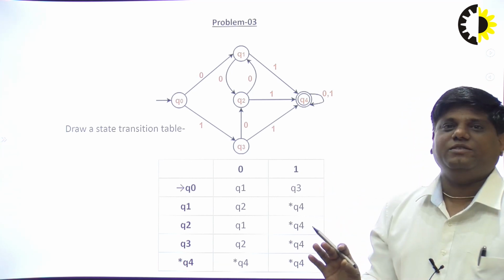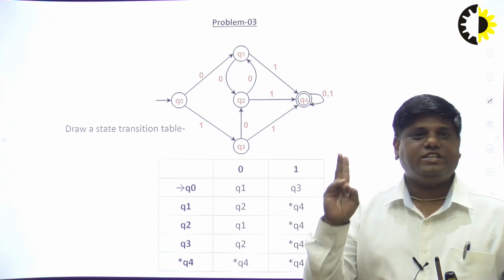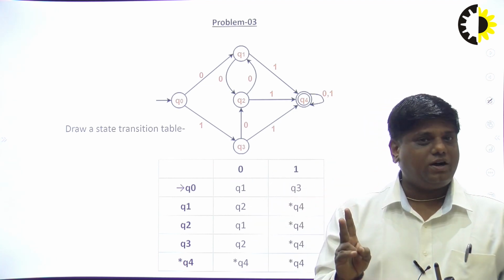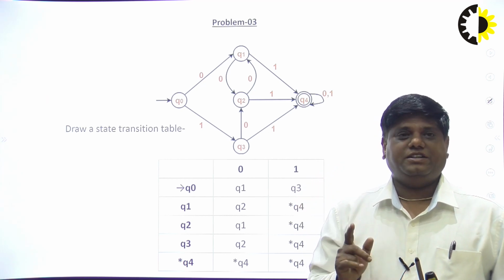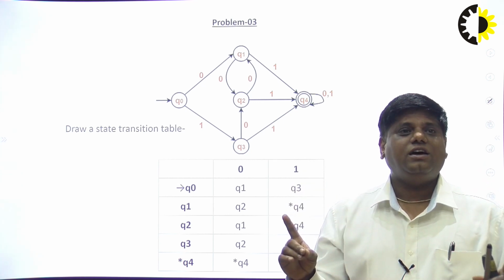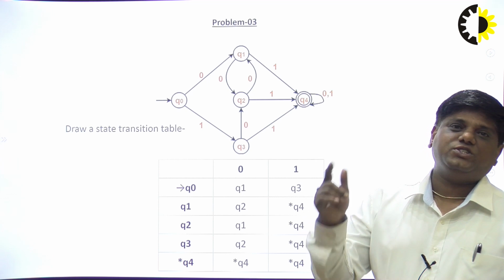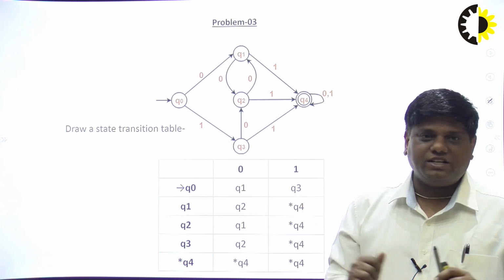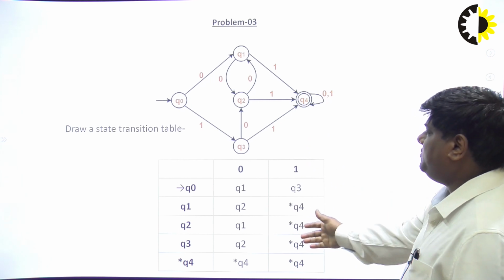Now the process is the same. What is the first step? Draw the transition table. What is the second step? The states are divided into two parts: the set of final states and the set of all non-final states. And what is step number 3? For these two sets, check the transition function of all states. If two states have the same transition function, then they lie in the same set. If any state has a different transition function, then it lies in a different set.